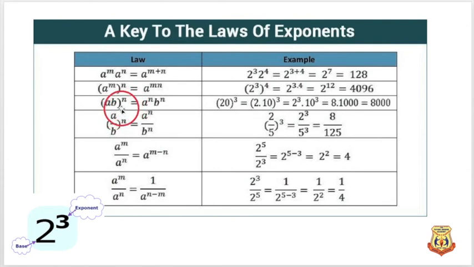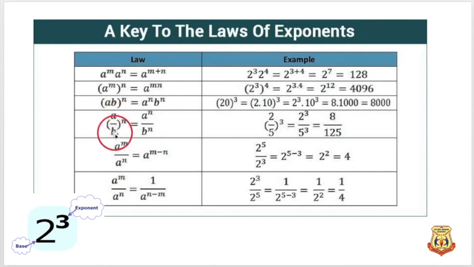Now, ab to the power n. In that case, you can break it this way: a to the power n, b to the power n. Here a and b are constants. Look at this. In place of a we write 2 and for b we write, suppose, 10, and the power is 3, that means the exponent is 3. So what can we write? 2 to the power 3 and 10 to the power 3. 2 to the power 3 means 8 and 10 to the power 3 means 1000, so that is 8000.